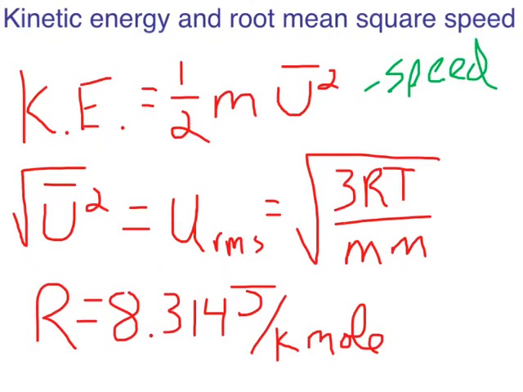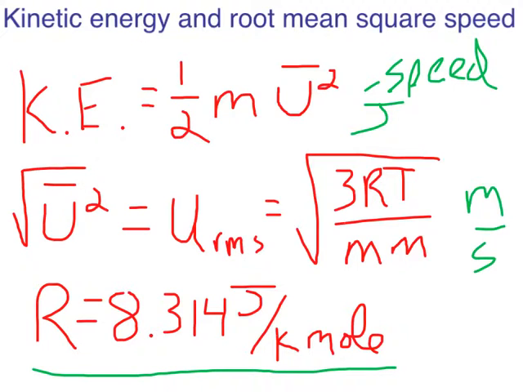The units for kinetic energy will be joules or kilojoules, depending. And the units for root mean square speed will be meters per second. That's what you'll end up with. I will go over in class how these units work and what they all mean, but those are the units of these things. So when you calculate a kinetic energy, you should have joules, and when you calculate a root mean square speed, you should have meters per second. 8.314 joules per Kelvin mole is the value of R in these questions.